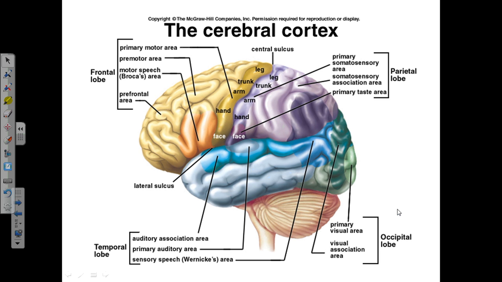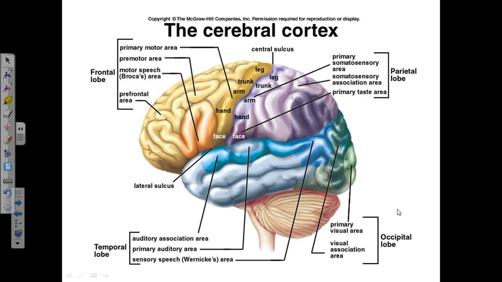Just above or about where your ears are, you have what are called the temporal lobes. And those have several different things in them. They obviously help with auditory information, hearing. Also important, there's a speech area in your temporal lobe that's really important. There's also some, I'll come back to that in a minute.